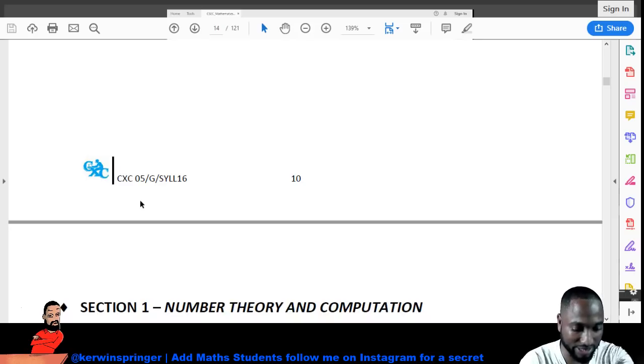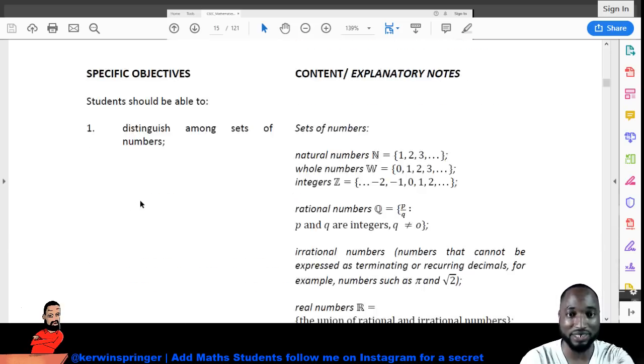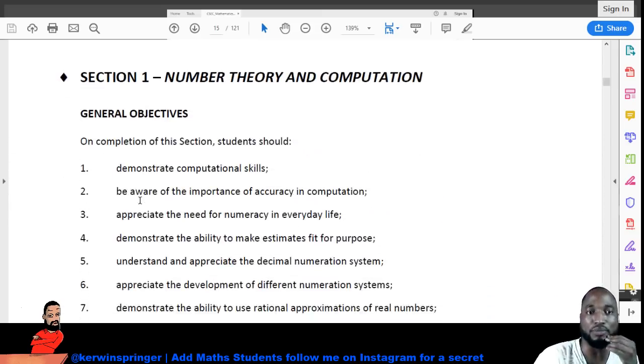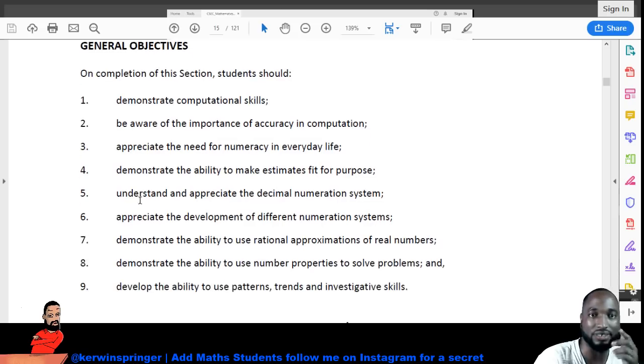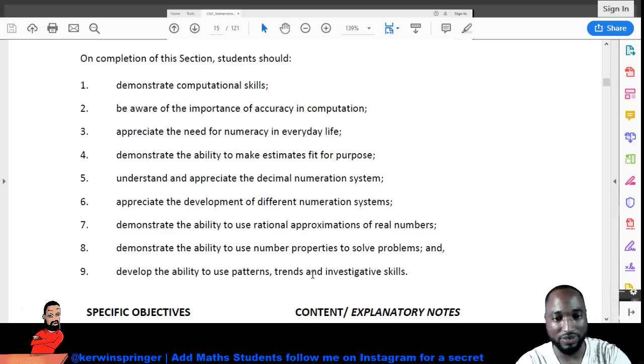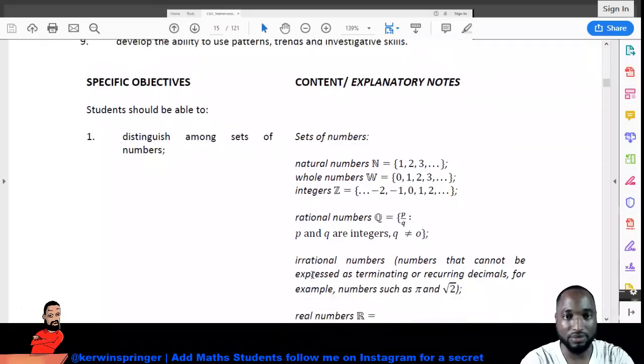Will we be looking at circle theorem? Yes, we'll be looking at circle theorem, but not today. Alright, so in number theory, let's see the general objectives. On completion of the section, students should demonstrate computational skills, be aware of accuracy. These are their objectives. Let me see what they want us to learn.